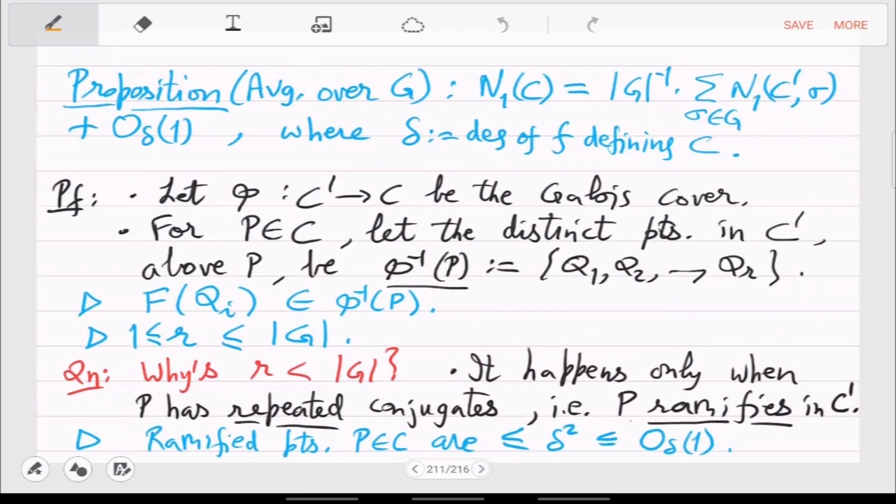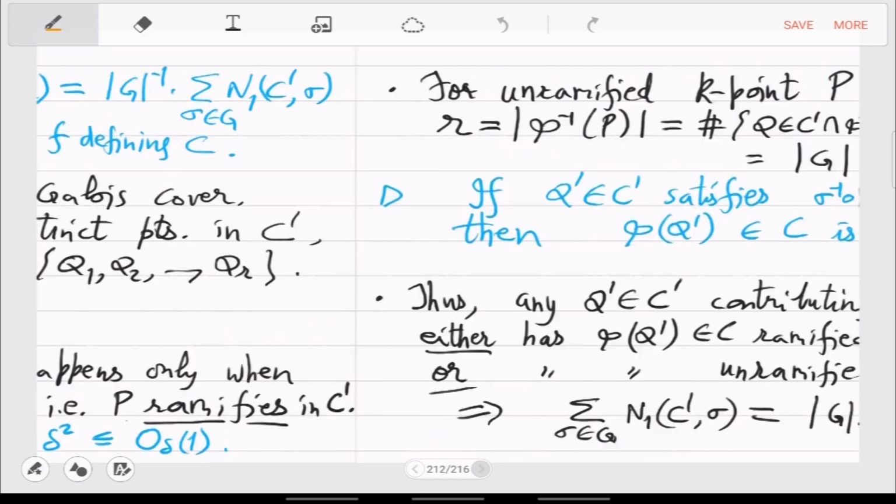And we proved this averaging theorem. This averaging theorem is saying that the count that we are interested in, N1(C), is the average over all Galois actions of N1(C prime, sigma): sum it up and average it out by the Galois group. It's this, and we had seen the proof of it.